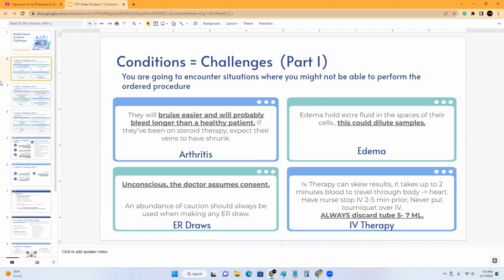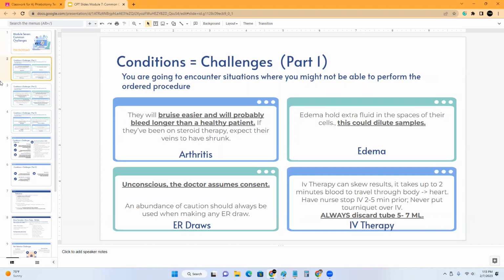You're going to encounter some situations where you may not be able to perform the procedure, or it's going to affect how you collect your specimens. This is where we're just going to kind of go through some of those that you may encounter and what you could expect with these different conditions and challenges.